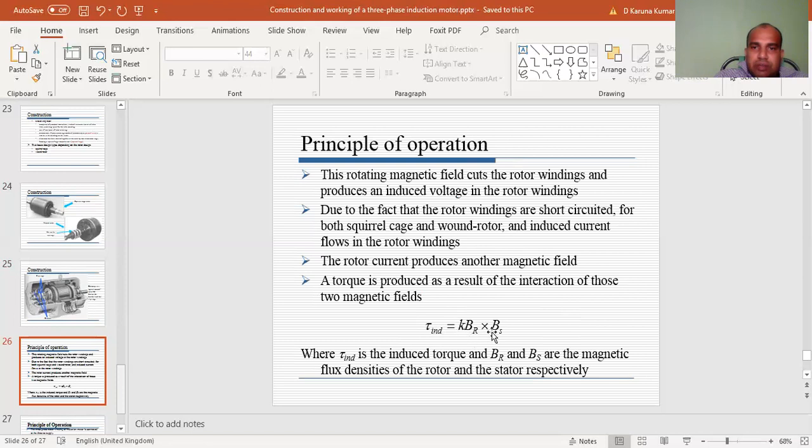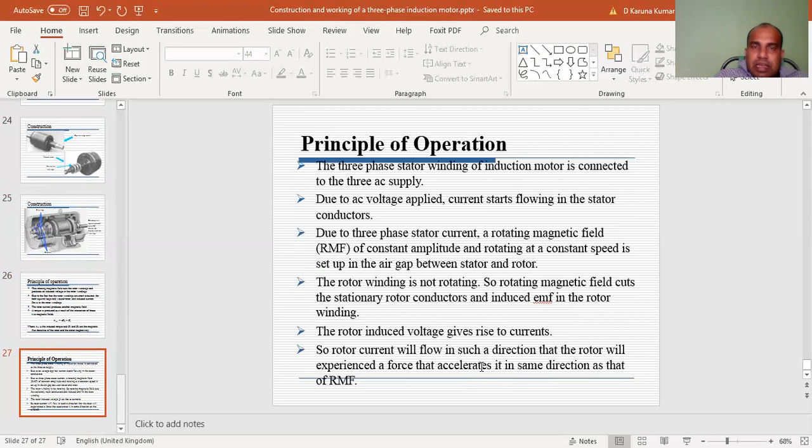Torque is proportional to BR times BS, the magnetic flux densities of the rotor and stator. The three-phase stator winding in an induction motor is connected to the three-phase supply. When the AC supply is applied, current starts flowing through the stator conductors. Due to the three-phase stator current, a rotating magnetic field of constant amplitude, rotating at constant speed, is set up in the air gap between the stator and rotor.